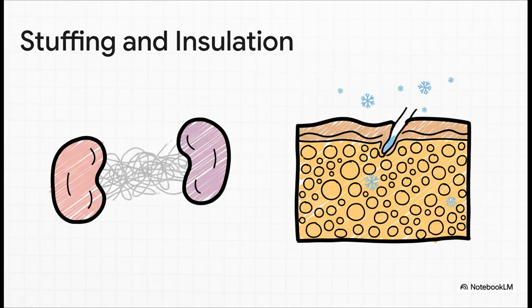Connective tissue also works as the body's internal packing peanuts, if you will. You've got areolar tissue, which is this soft web-like stuff that fills in all the gaps between your organs to support and cushion them.